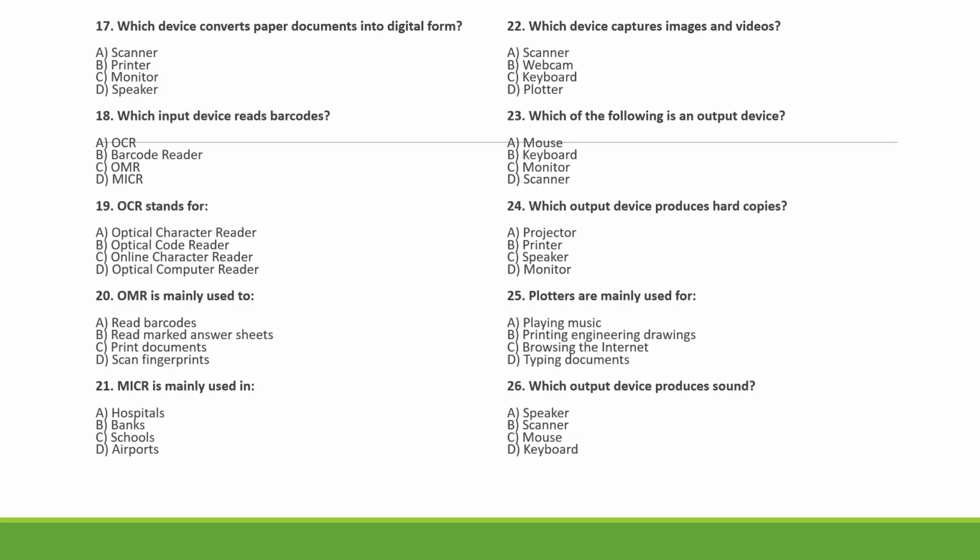Which device captures images and videos? Here the correct answer is webcam. It captures the image as well as the videos. Which of the following is an output device? Option A, mouse, keyboard, monitor, and scanner. Here, monitor is the correct answer. Option C. Which output device produces hard copies?